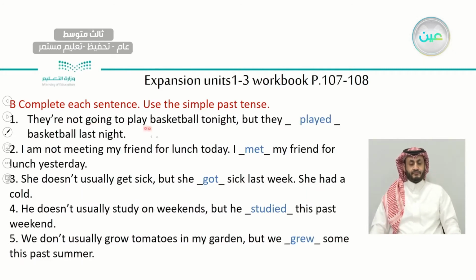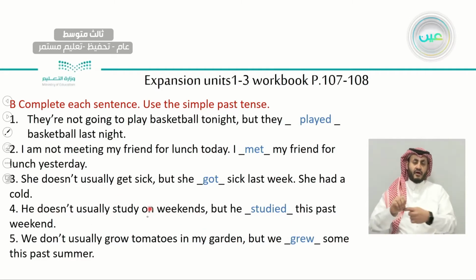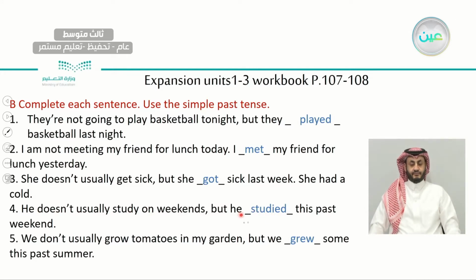They are not going to play basketball tonight, but they played basketball last night. So we use the same verb here in the past. 2, I am not meeting my friends for lunch. The past form of meet is met. I met my friend for lunch yesterday. 3, she doesn't usually get sick, but she, the past form of get, got sick last week. She had a cold. 4, she doesn't usually study on weekends. For the past we say studied, but she studied this past weekend. 5, we don't usually grow tomatoes in my garden, but we grew some this past summer. The past form of grow is grew.